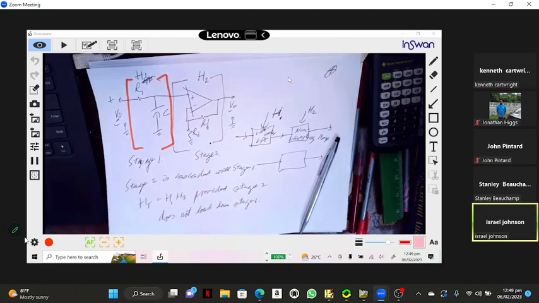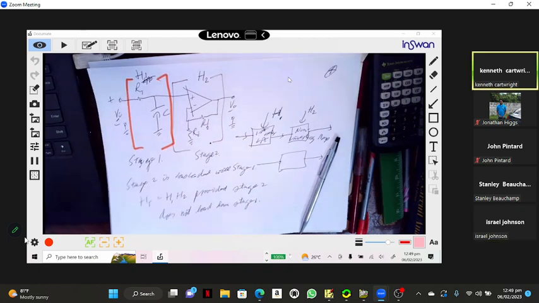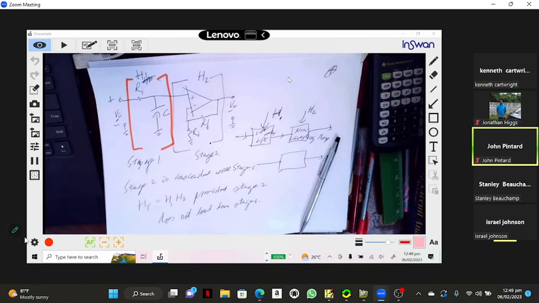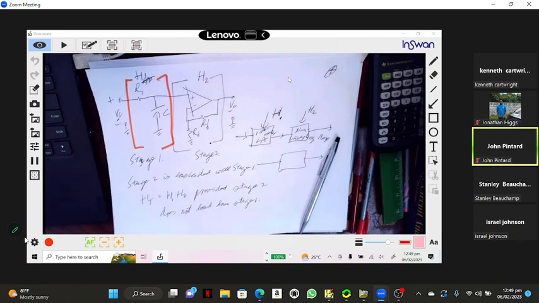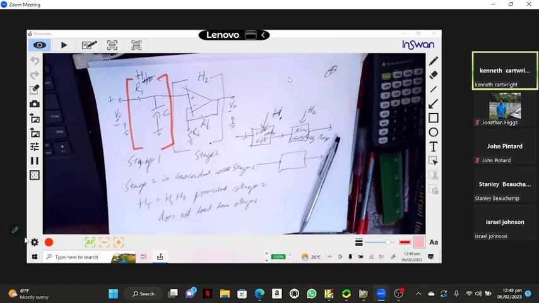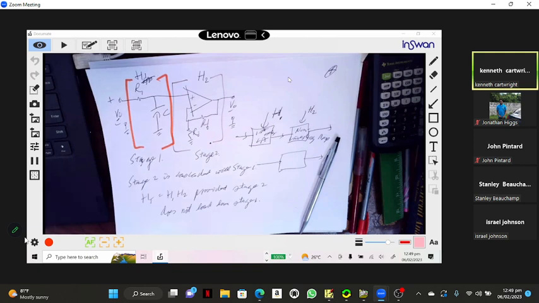Is it because stage 2 does not have a source? What do you mean? Yes, stage 2 has a source. What's the source of stage 2? That one would be out to the ground. But that's the output of stage 1. The output of stage 1 is the input source of stage 2.